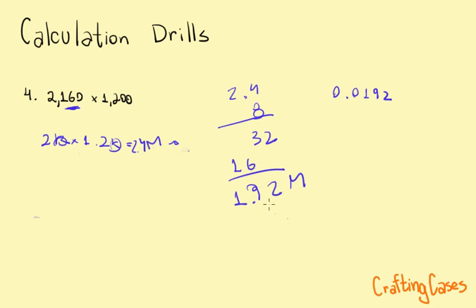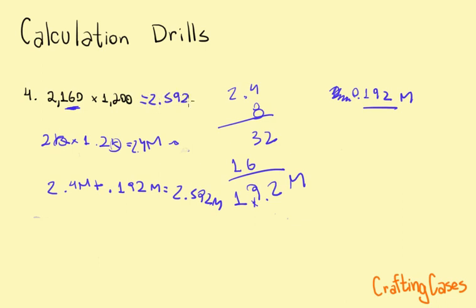Actually, it does not, because this dot should be here. So this dot is actually going to be here, and this I'm going to cross out. So this is now correct. So 2.4 million plus 0.192 million equals 2.592 million. So 2.592 million. Alright, let's move on to the next one.